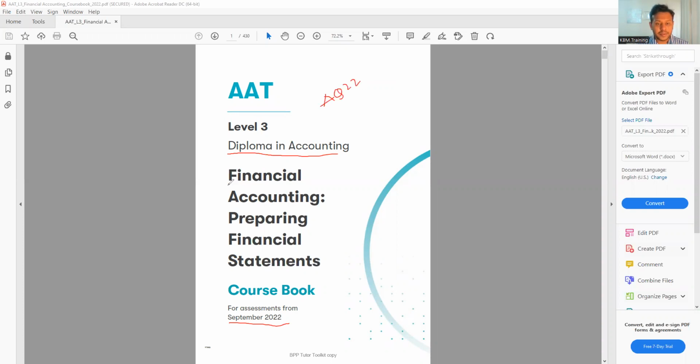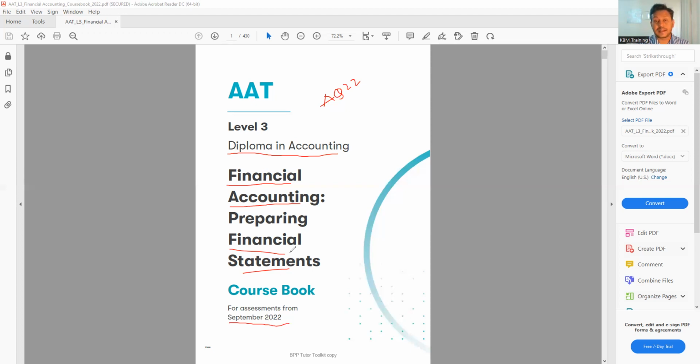And the paper is called Financial Accounting, Preparing Financial Statements. So this is a completely new paper that we're going to do. That was before two modules on AQ 16 with the AAT old syllabus. So it will be a little bit longer because this is the combination of two modules.